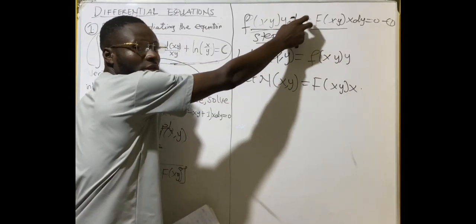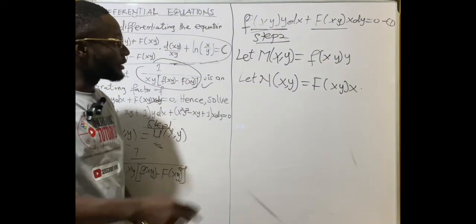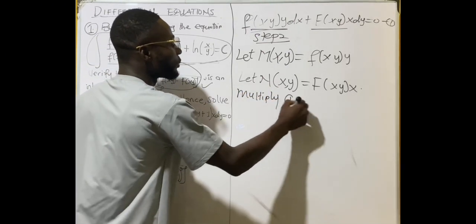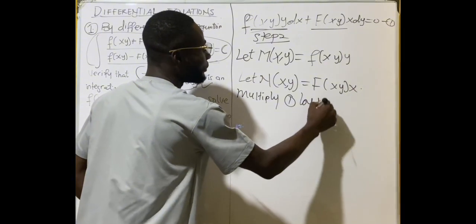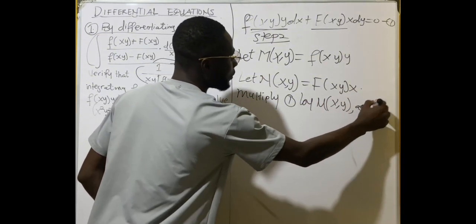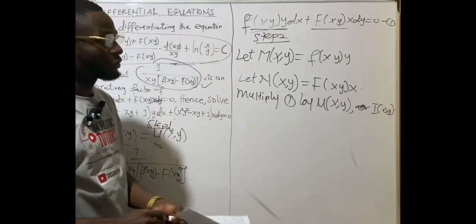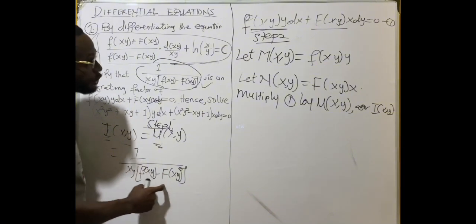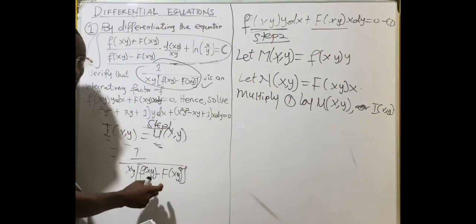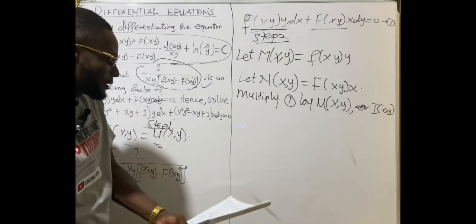right here by the mu of x, right? So we multiply equation 1 by mu of x and y. Okay, so we are going to use this to multiply this, right? Are we clear with that? Because that is the integrating factor. Okay, so we are going to do that here.